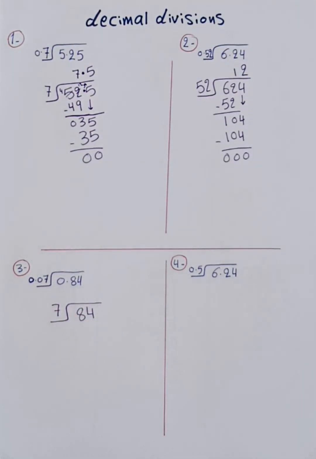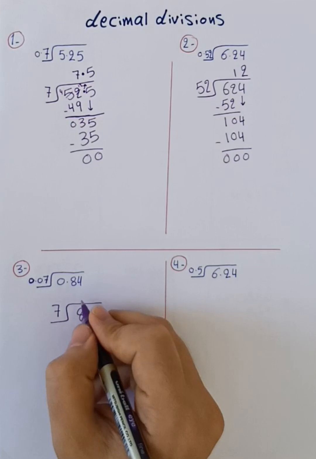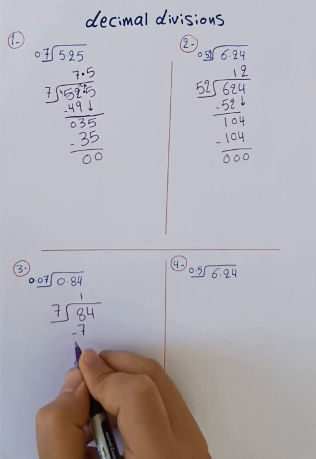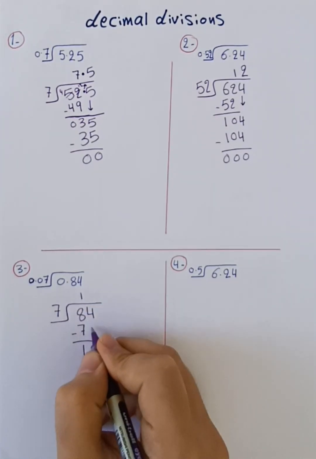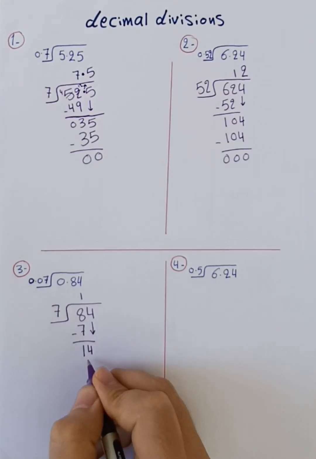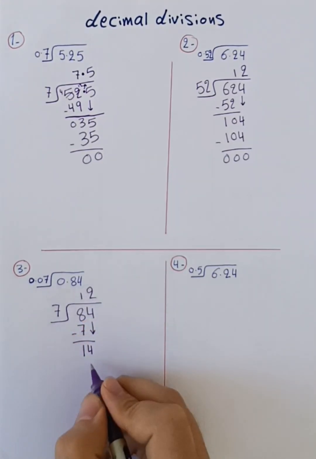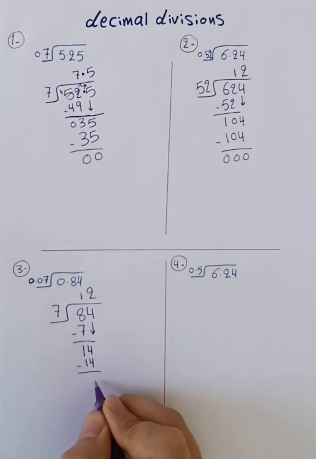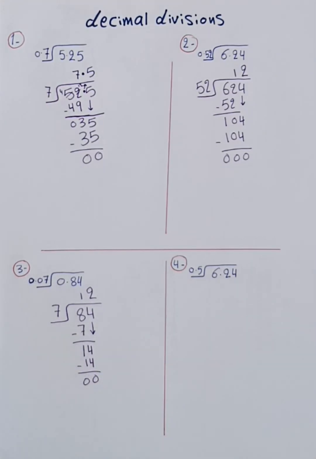Now we can divide. 8 divided by 7 is 1. 1 times 7 is 7. 8 minus 7 is 1. We have to bring down 4. 14 divided by 7 is 2. 2 times 7 is 14. 4 minus 4 is 0, and 1 minus 1 is 0.